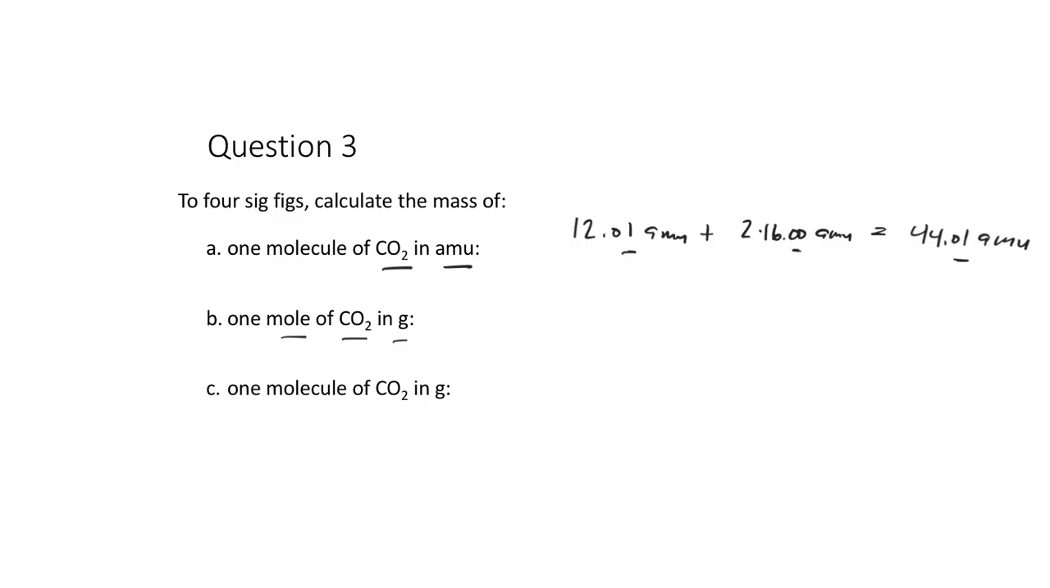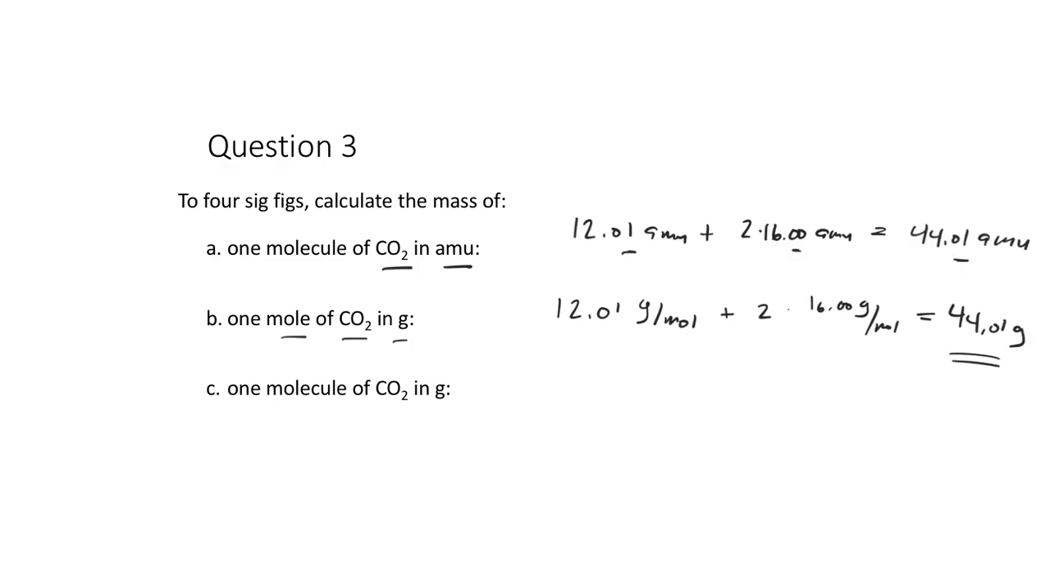This is actually pretty easy too, because I can look at the periodic table and see that the molar mass of carbon is 12.01 grams per mole of carbon, and then plus 2 times 16.00 grams per mole of oxygen. So 1 mole of CO2 should have a mass of 44.01 grams.